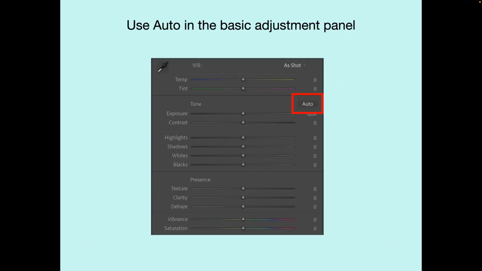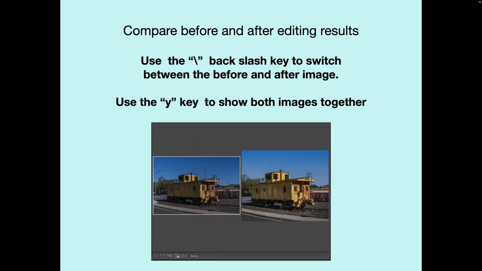Once you're in that development mode, the easiest way to develop a picture is to hit this auto button, and it's in the basic panel on the right-hand side. And once you hit that, you can use the backslash key or the Y key to compare that image or any other image that you've edited with the original image. In this case, the image on the left being the original and the right is the edited one.